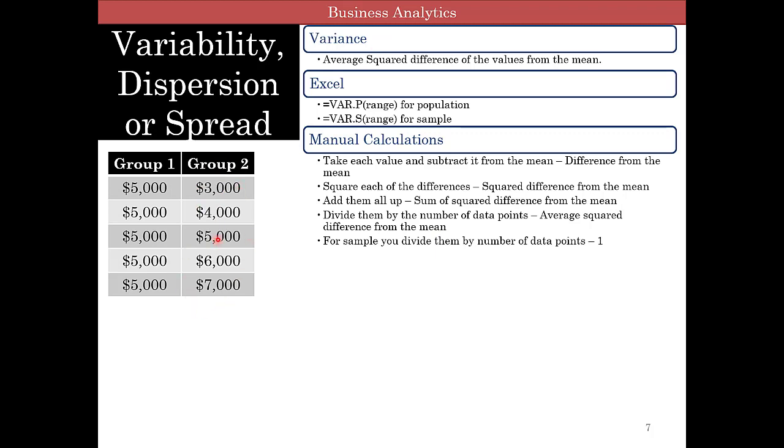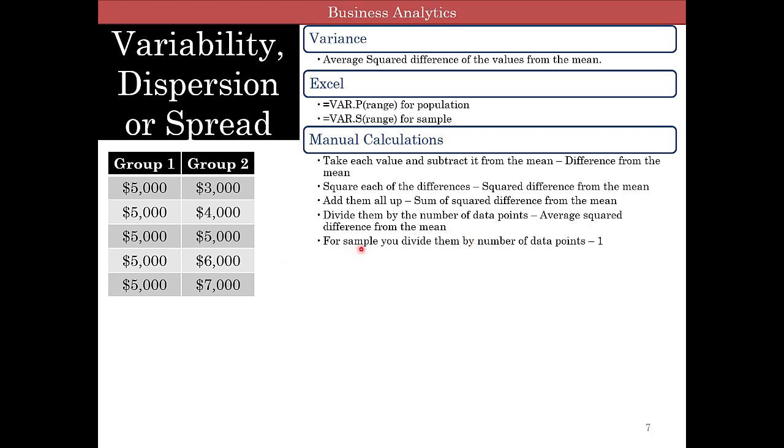So essentially you find the average for this. In this case it's 5,000. You take each value, subtract it from 5,000, 3,000 minus 5,000, 4,000 minus 5,000, and so on. You square that difference for each one. In this case you'll have 5 squared differences from the mean. You add it all up, and then you divide it. If it's a population value, you divide it by 5.